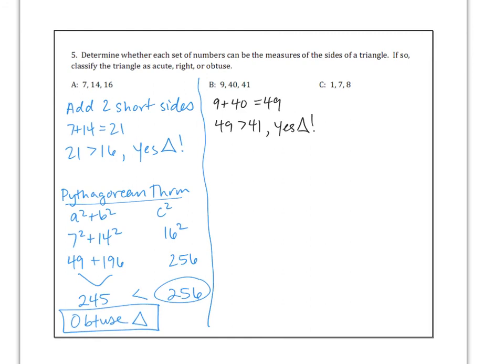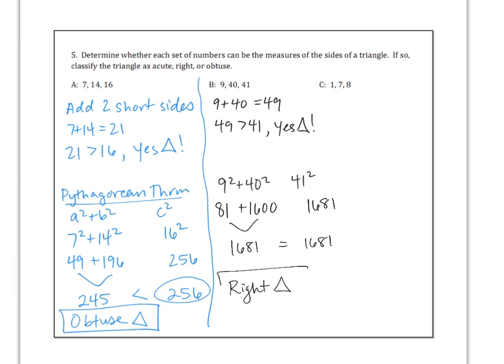Now we do Pythagorean theorem. We do 9 squared plus 40 squared, and we see, how does that compare to 41 squared? Well, 81 plus 1600, and 41 squared, I had to type this into my calculator, it is 1681. If I add these 2 on the left, I also get 1681. Ah, they're equal. When that happens, guess what kind of triangle we have? When a squared plus b squared actually equals the c squared, we have a right triangle.